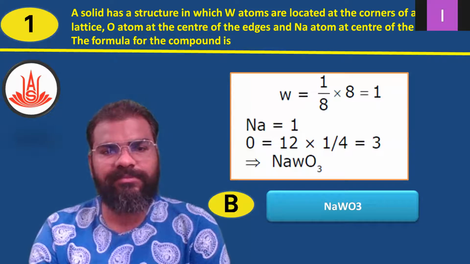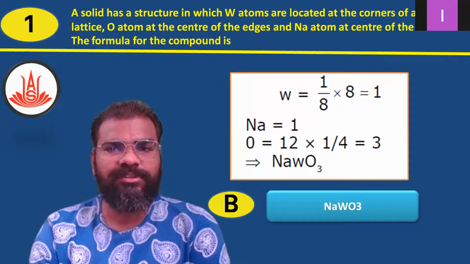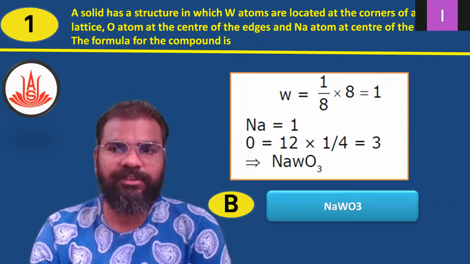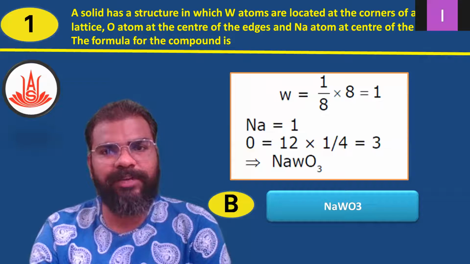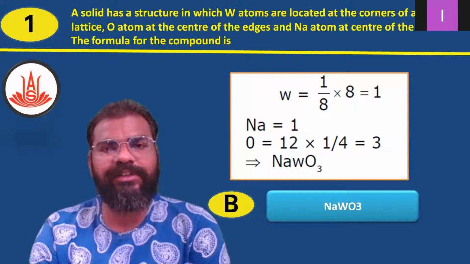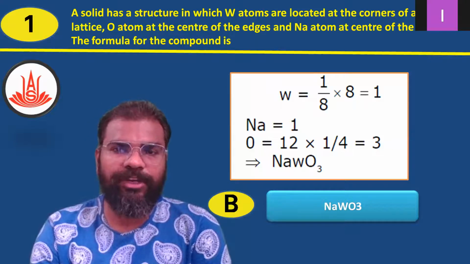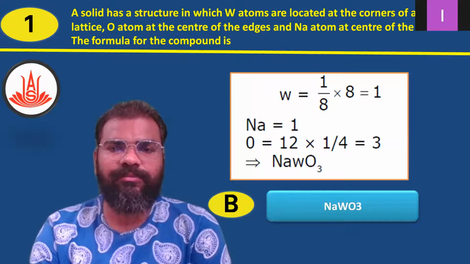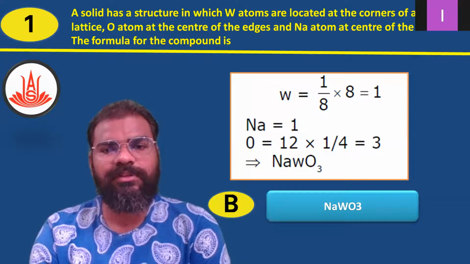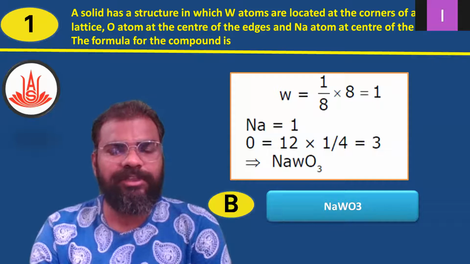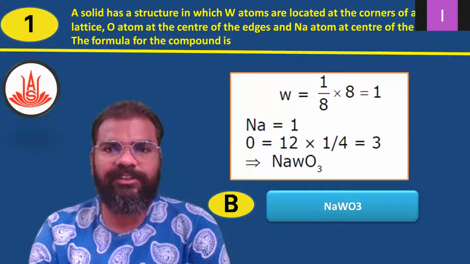Cubic lattice they have said. Based on that, the W atom is located at the corners of the cubic lattice. So for the calculation, W is equal to 1/8 multiplied by 8, because of the cubic lattice and the corners. There are 8 corners, and a 1/8 portion is there. So 8 times 1/8 would be 1. So W is 1. Then the sodium atom would be 1. So Na is 1, W is 1, NaW is fixed.